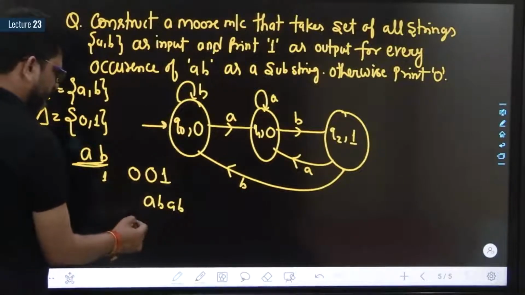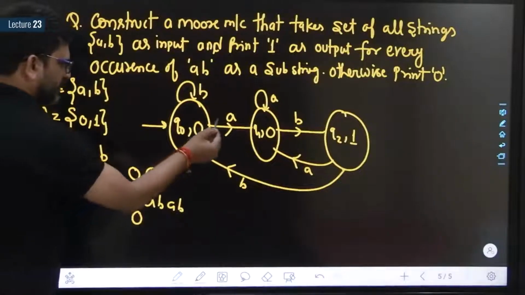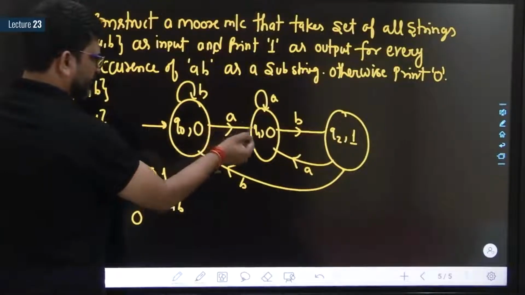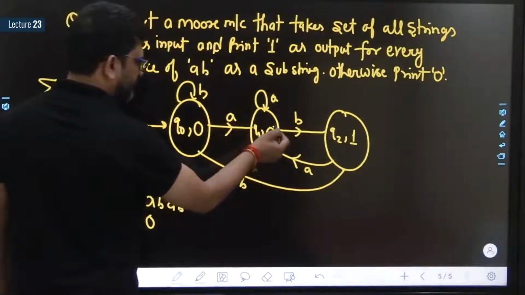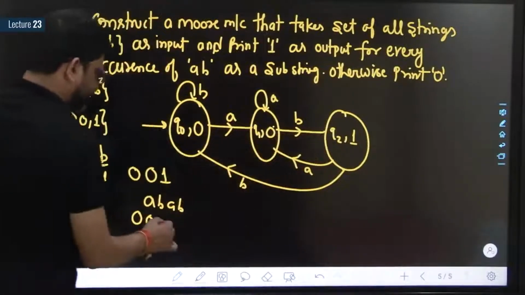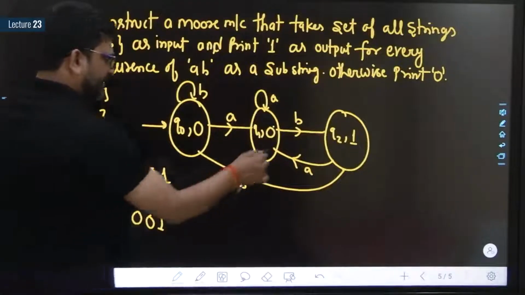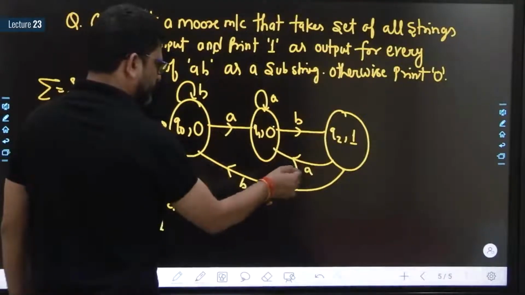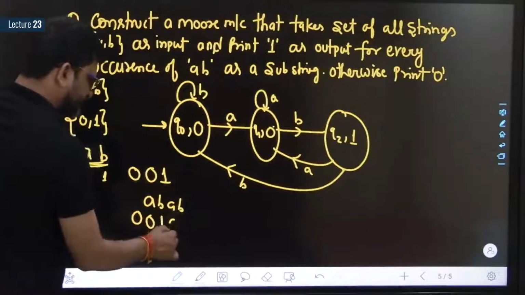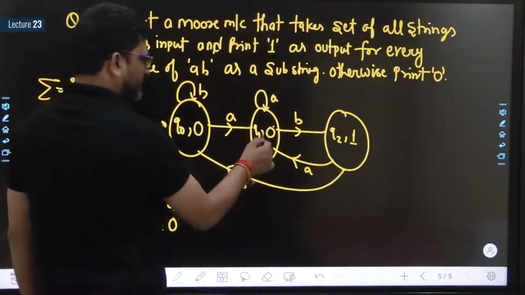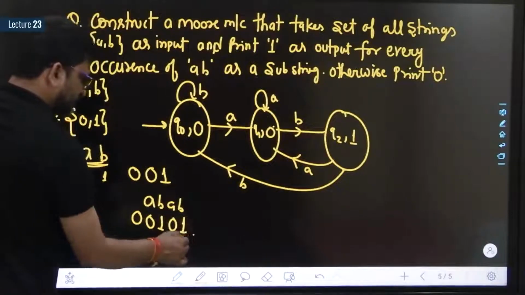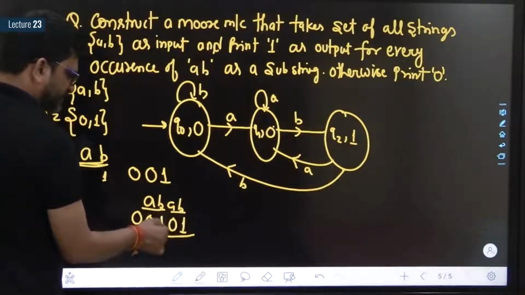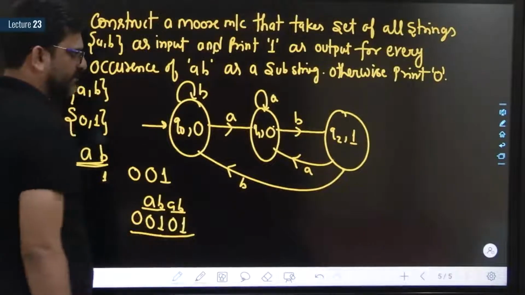Initially on Q0 it prints 0. Read A on Q0 it goes to Q1, it prints 0. Read B on Q1 it goes to Q2, it prints 1. Read A on Q2 it goes to Q1, it prints 0. Again on Q1 it reads B, goes to Q2, it prints 1. AB has come 2 times and 1 is printed 2 times. Clear?